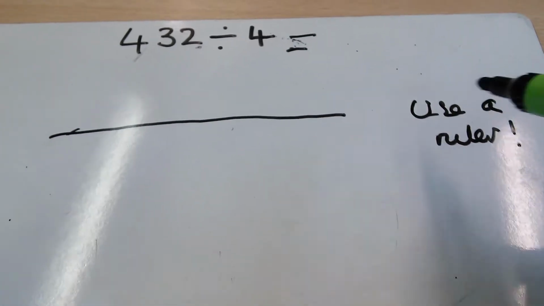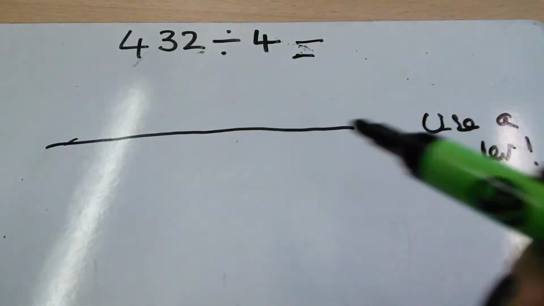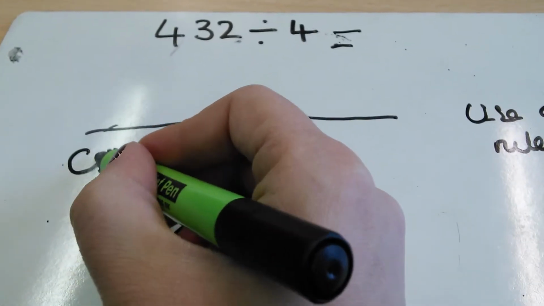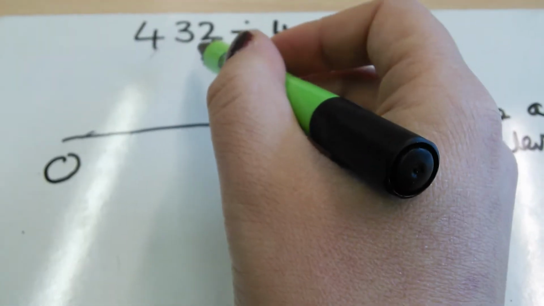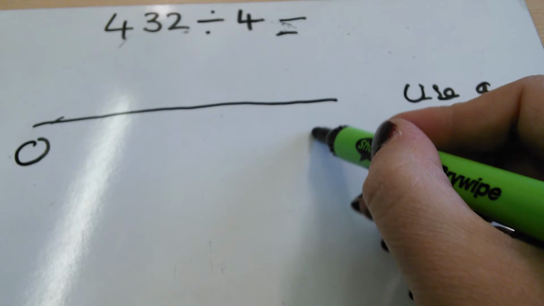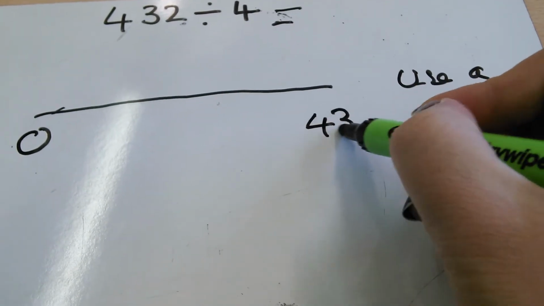Note there, use a ruler. I'm not using a ruler because I can't hold a camera and a pen at the same time. But okay, so we're going to put 0 on one end, and we're going to put our dividend on the other end. So the dividend is just this number, the number that you're dividing. It's not anything more confusing than that. It's just a bit of vocabulary.